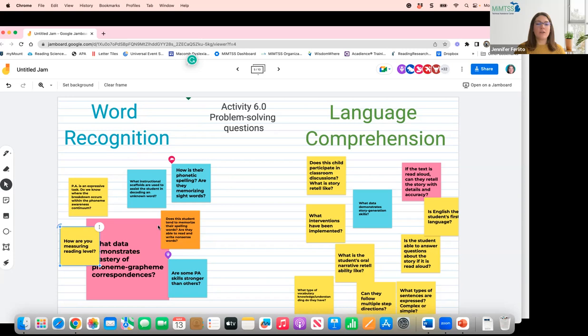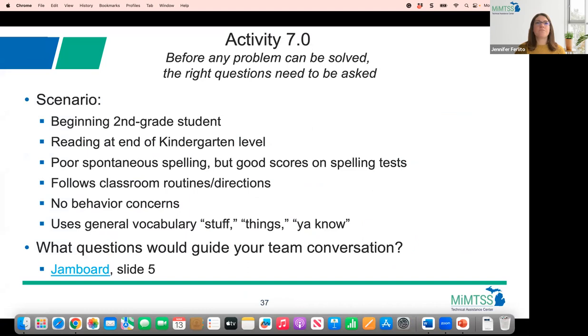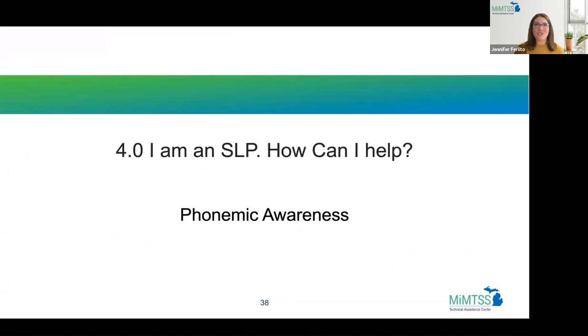Right, job. These are great questions. If any of these are helpful to you, I do recommend just taking a screenshot or jotting a couple down. Okay, now we'll get into phonology.